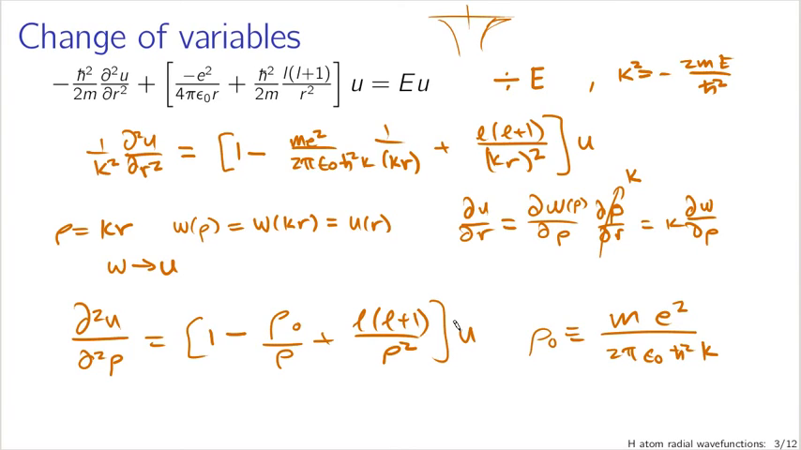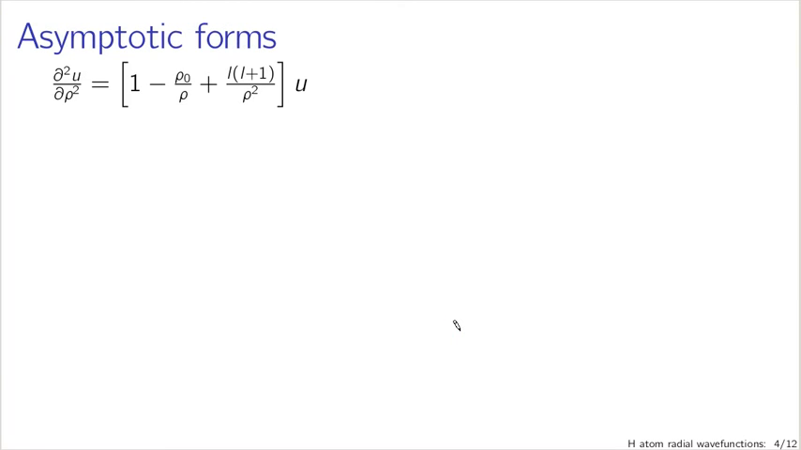So let's take a look at what those asymptotic forms are. The first asymptotic form that you might think of is, let's see what happens when rho goes to infinity, i.e. very, very large rho. Well, if rho is very, very large, rho naught over rho is going to be very, very small, and L plus 1 over rho squared is going to be even smaller. So really the only relevant term we're going to have in our equation for u with respect to rho is this 1. So the equation we're working with is the second derivative of u with respect to rho is equal to u.